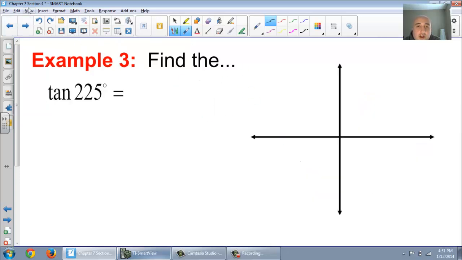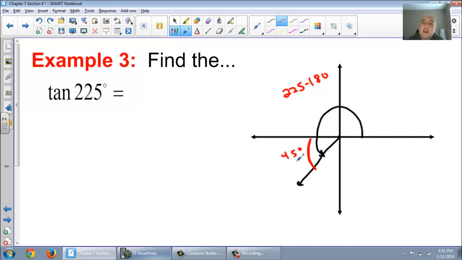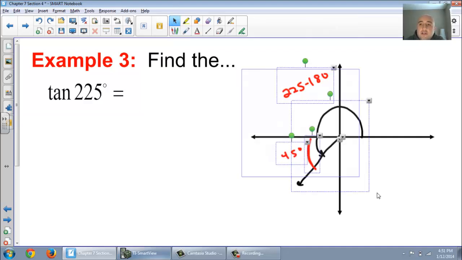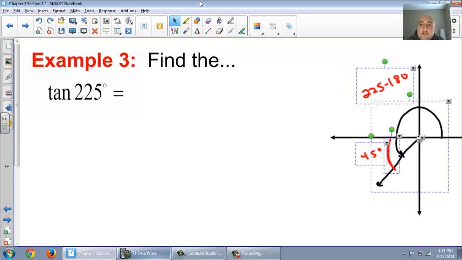All right, so let's try one more here. Tangent of 225. I'm going to do 225 first. There's 180, and I have to go another amount to get to about 225. My reference angle is the distance from here to here. So what's 225 minus 180? Hopefully you see that is a 45-degree angle. So my reference angle is 45 degrees.